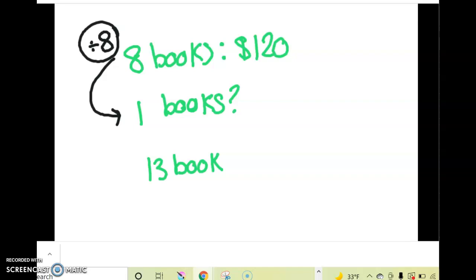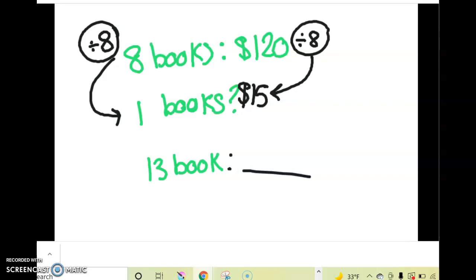Now remember that with ratios, whatever I do to one side of my ratio, I have to do the same thing to the other, which means that I will have to take 120 and divide that by 8. When I divide 120 by 8, I find that one book costs $15. How does this help me answer my question? I was trying to find the price of 13 books, not one. Well, the good news is if I know the price of one book, I should be able to find the price of 13 books. I can get from 1 to 13 by multiplying 1 times 13.